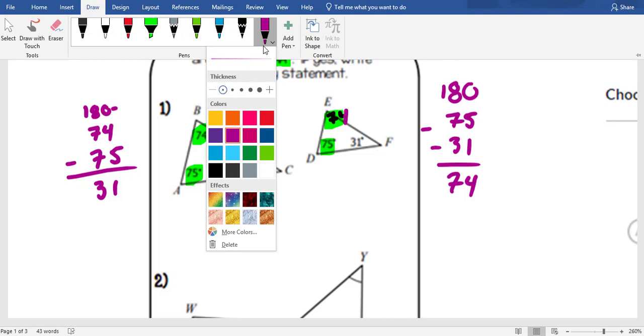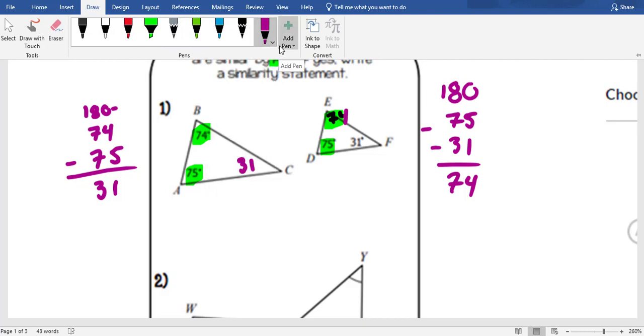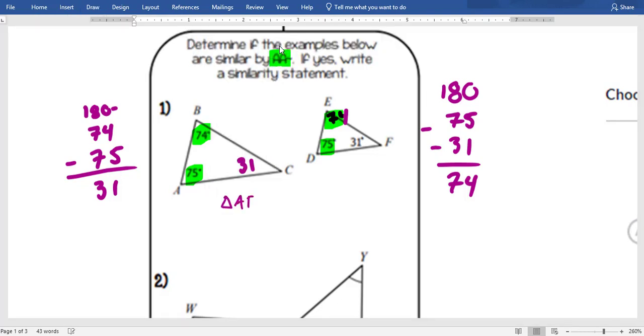And so these triangles are similar to each other, and so we can say triangle ABC is similar to triangle, and because this started with A, I'm going to pick D, because that's the 75 on triangle DEF. B is the 74, so E is the 74. C is the 31, so is F. Triangle ABC is similar to triangle DEF.